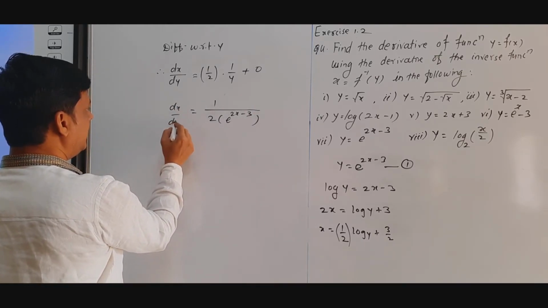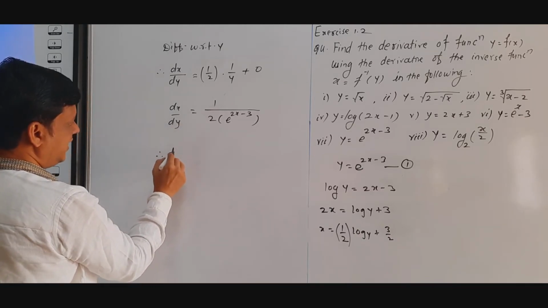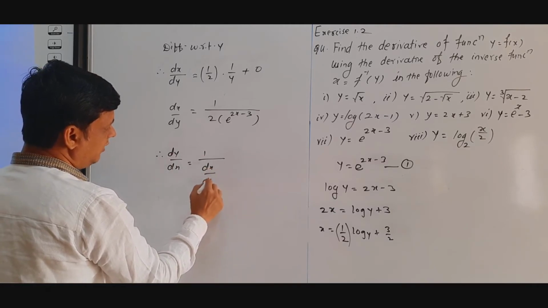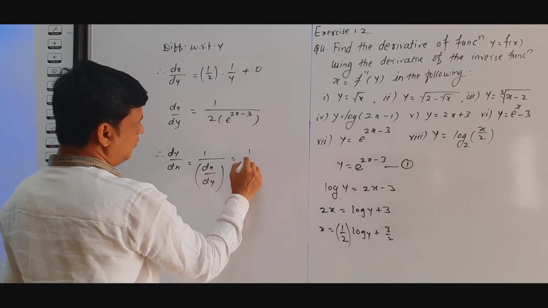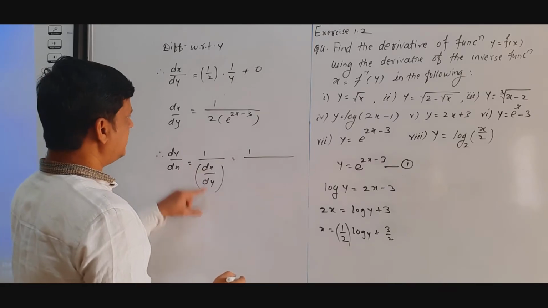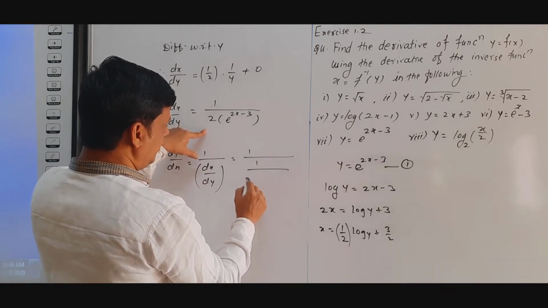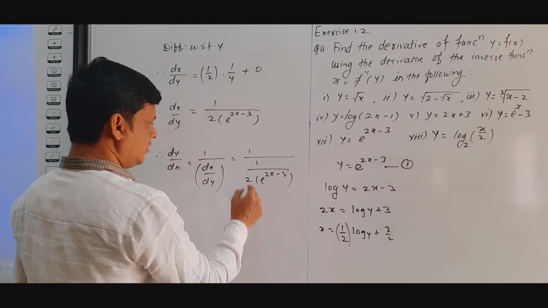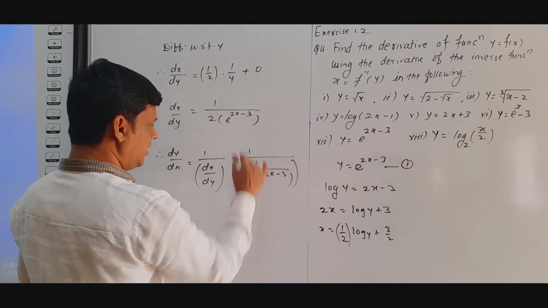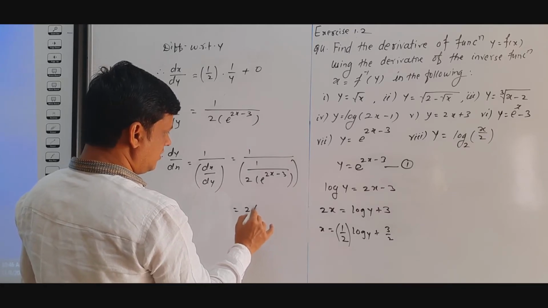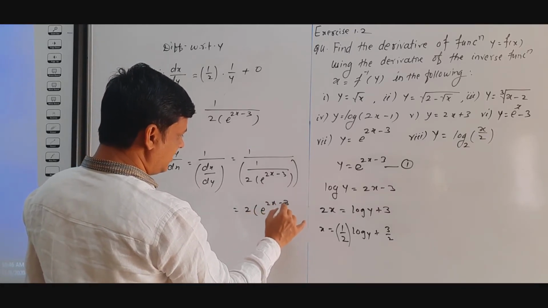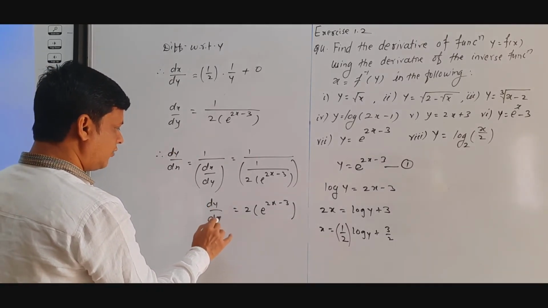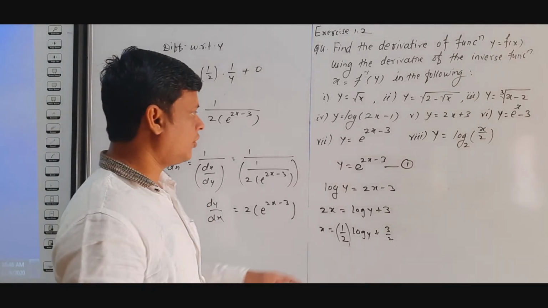Now we have to find dy by dx. So we write here dy by dx is equal to 1 upon dx upon dy. 1 upon, so value of dx upon dy is 1 upon 2 times e raised to the power 2x minus 3. So this denominator term we write in numerator, so we get 2 times e raised to the power 2x minus 3.